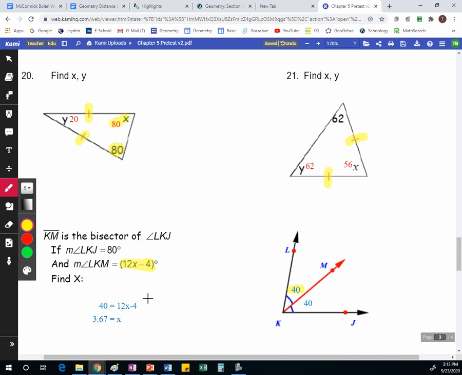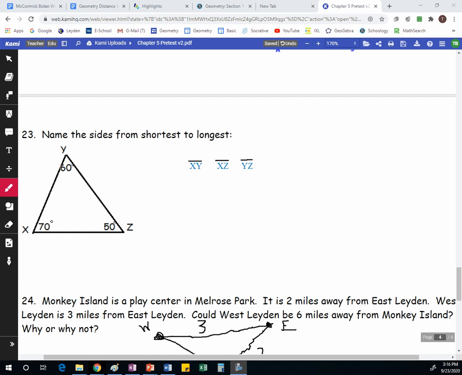Okay, on the last page, the first problem asks us to name the sides of this triangle from shortest to longest. You have to remember that the shortest side is always across from the smallest angle. So in this case, our smallest angle is the 50. So the shortest side is the side that's across from it. It should be XY. So that's our first one.